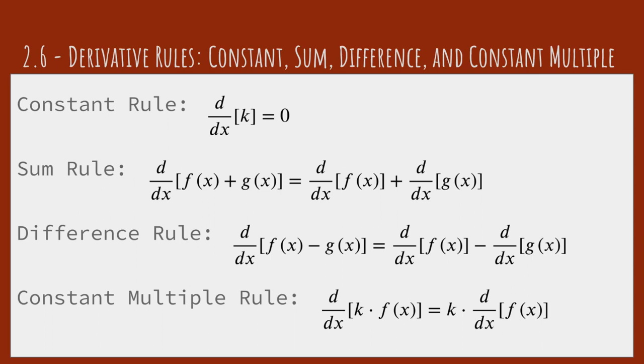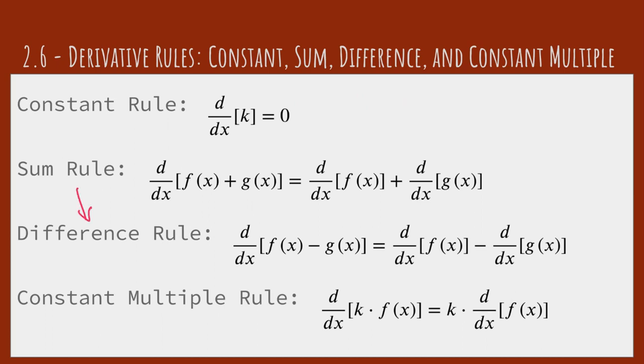So we have a constant rule that says that if we have a function, like y equals k, or, using a specific example, y equals 7, then the derivative of that is just going to be 0. So the derivative of any constant is going to be 0. And I'll talk in a minute about why that's the case.